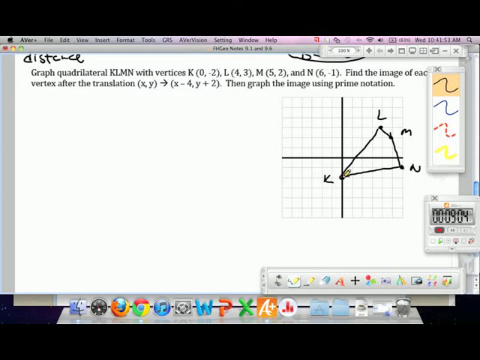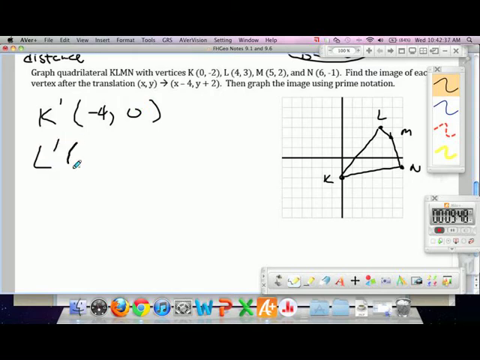Next, find the image of each vertex after this translation rule. (x, y) is transformed to (x minus 4, y plus 2). So how am I going to find K prime then? What should K prime be, applying this rule? Take the x value of any point and subtract 4. Take the y value and add 2. So 0 minus 4 is negative 4. Negative 2 plus 2 is 0.